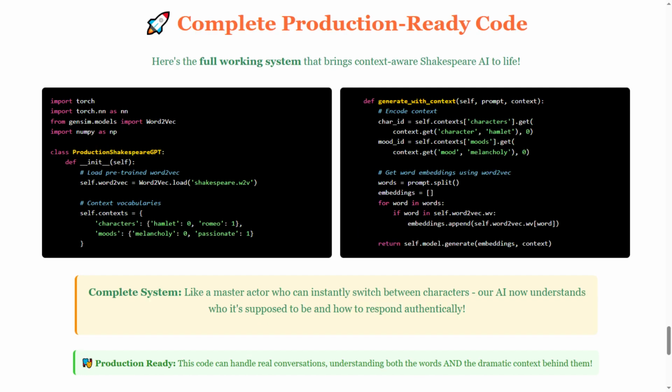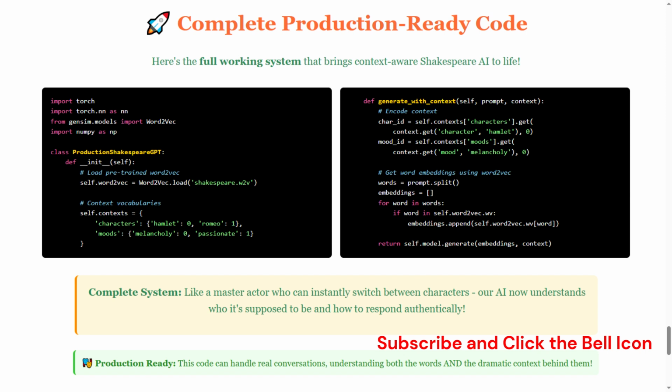Here's our final masterpiece, a complete, production-ready system that brings context-aware Shakespeare AI to life. We're using Word2Vec embeddings to understand word relationships, combined with our context vocabularies for characters and moods. The generate_with_context function is our crown jewel. It takes any prompt and context, then produces responses that match the character and situation perfectly. The word embeddings capture semantic meaning while our context system adds emotional and situational intelligence. It's like having a master actor who can instantly switch between any Shakespeare character while maintaining authentic voice and personality.